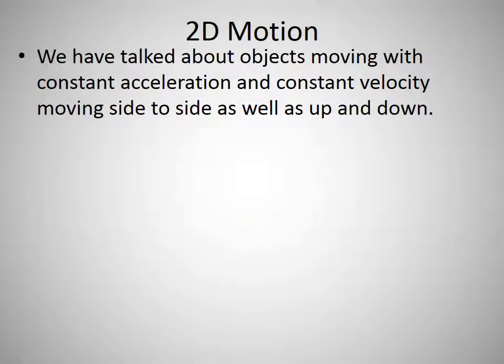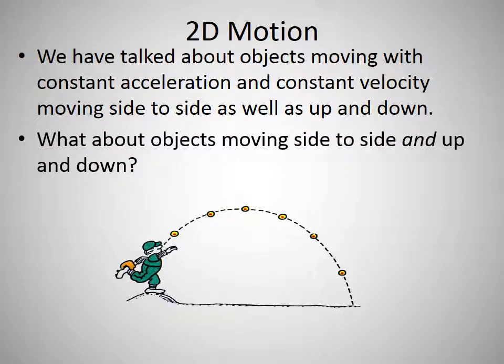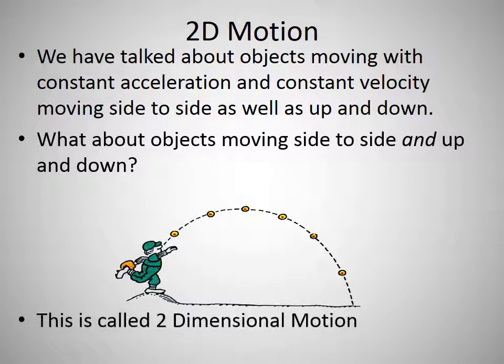So, we've already talked about objects moving with constant acceleration and constant velocity. We've talked about things moving horizontally and vertically. But we haven't talked about things moving side to side and up and down simultaneously. This is called two-dimensional motion, because it's moving horizontal and vertical simultaneously.